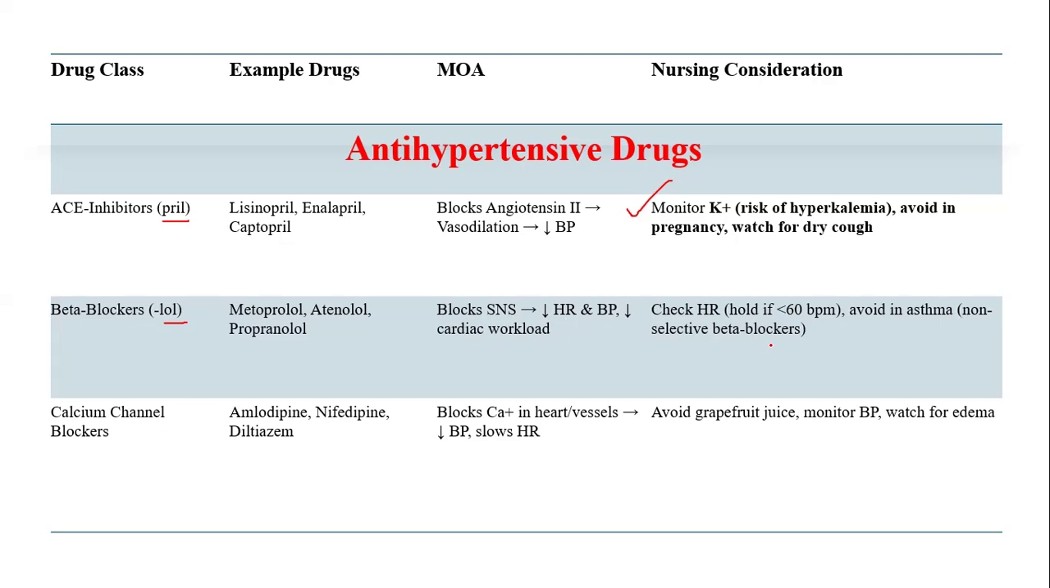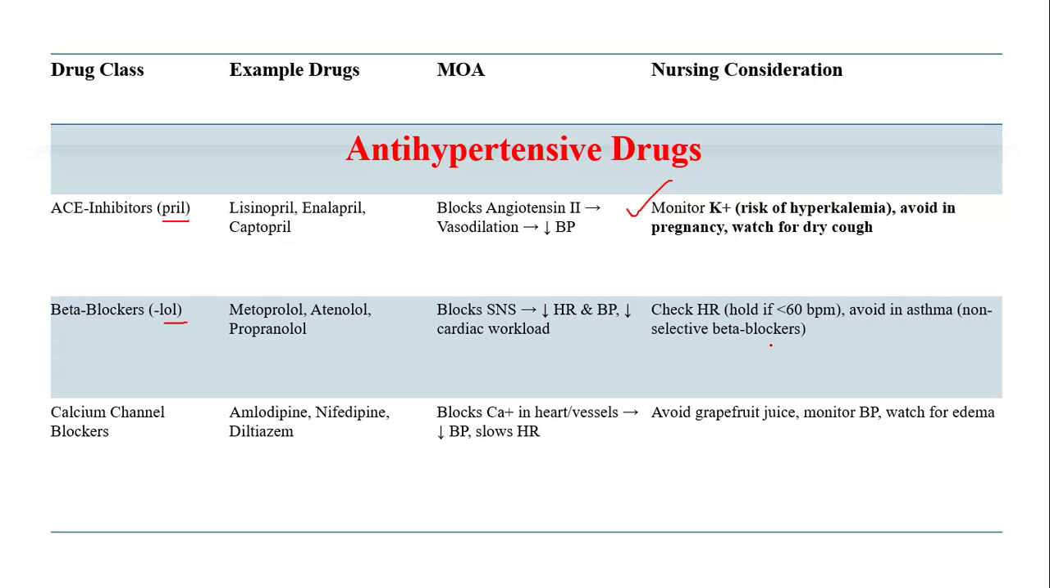As I explained to you in the previous slides, if you are going to give them non-selective beta blockers, they will cause the constriction of bronchi, ultimately worsening the asthma and COPD. So these are the conditions that you need to remember, and NCLEX is going to ask you these questions.